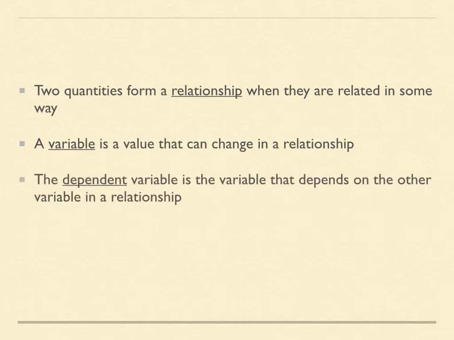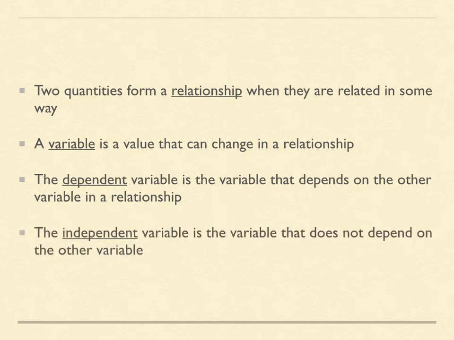The dependent variable is the variable that depends on the other variable in a relationship. So, for example, distance is always dependent on time. Okay, if you spend an hour going 10 kilometers an hour, then your distance is 10 kilometers because you have spent an hour going at that pace. Okay, so it depends on something else.